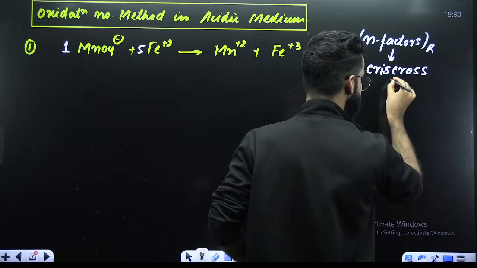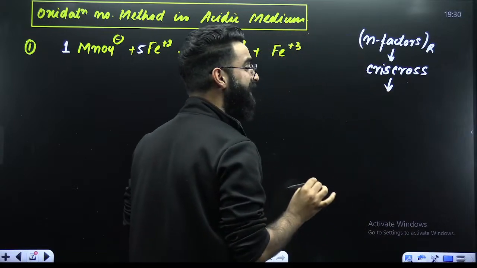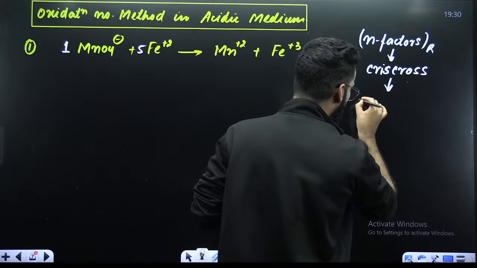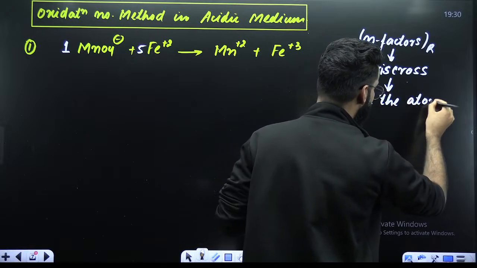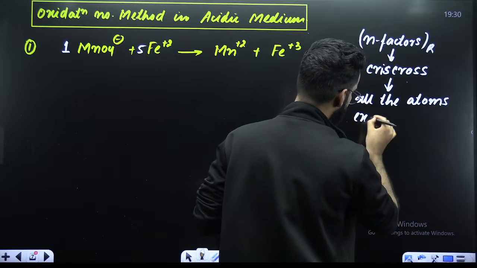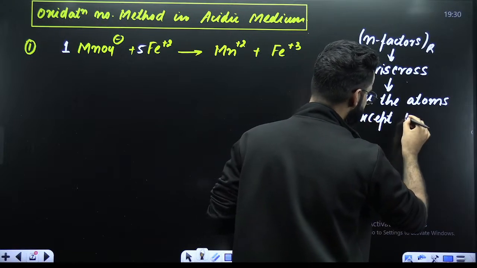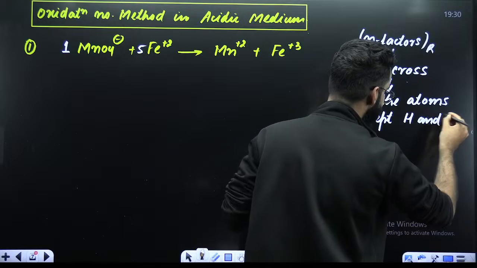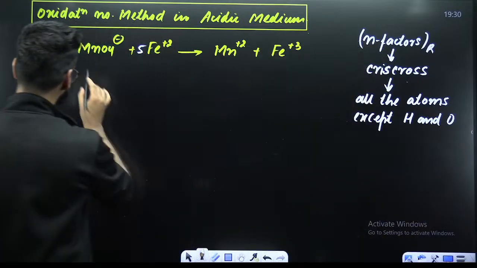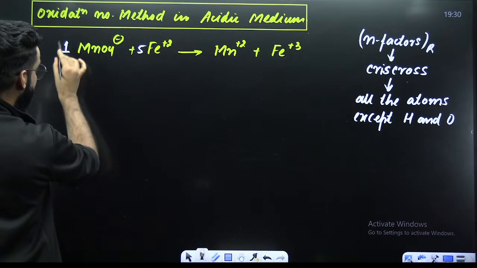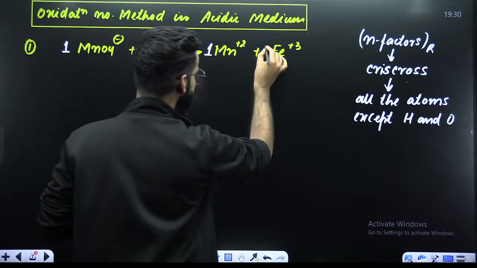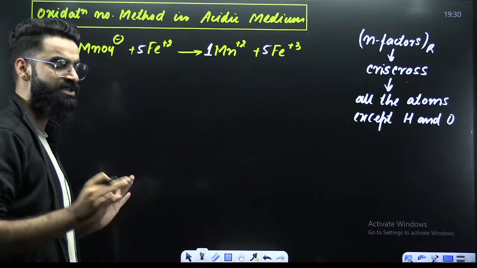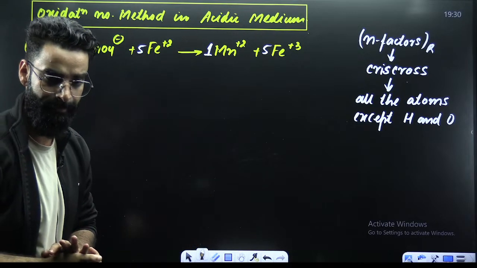Now, after crisscrossing the n factors, balance all the atoms except hydrogen and oxygen. Now try to balance it. Except hydrogen, oxygen, we have got 1 manganese here, so make it 1 manganese here. We have got 5 iron here, so make it 5 iron here. Balanced all the atoms except hydrogen, oxygen.